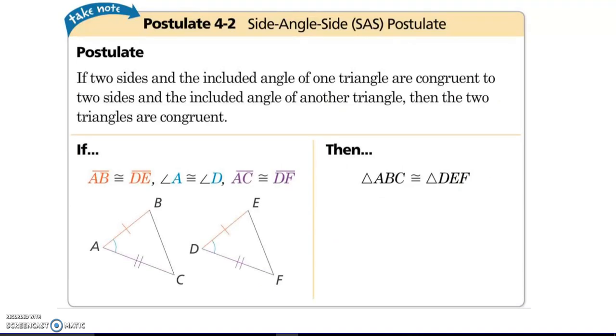Which gets us to the side-angle-side, the SAS postulate, which says if 2 sides and the included angle of one triangle are congruent to the 2 sides and the included angle of another triangle, then the two triangles are congruent. So here, AB is congruent to DE, AC is congruent to DF. Their included angles are angle A and angle D. So since that's true, I know that triangle ABC is congruent to DEF. Same thing still holds true. We have to write this congruency statement exactly as we see the triangles. A is congruent to D, B is congruent to E, C is congruent to F. So we write it in that specific order.